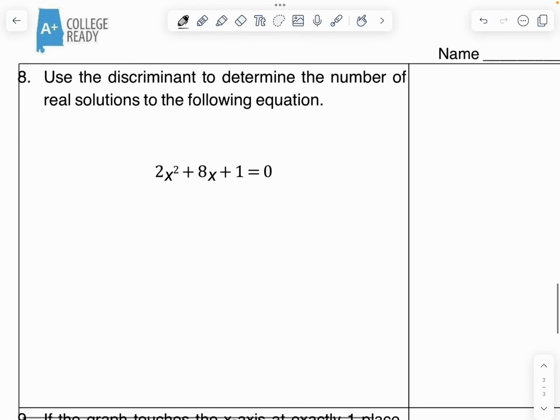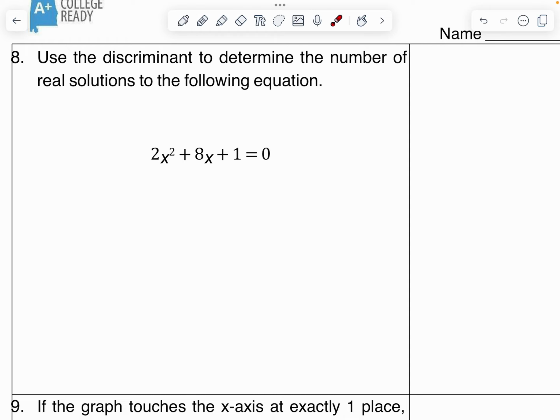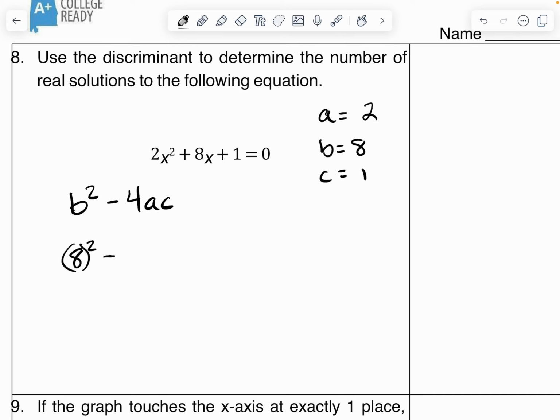Okay, number 8. Use a discriminant to determine the number of real solutions, keyword real solutions, to the following equation. So the discriminant is just b squared minus 4ac, that part of the quadratic formula. So here I need to label a, b, and c. A is 2, b is 8, c is 1. And we're just plugging this into our formula here. We got 8 squared minus 4 times 2 times 1.